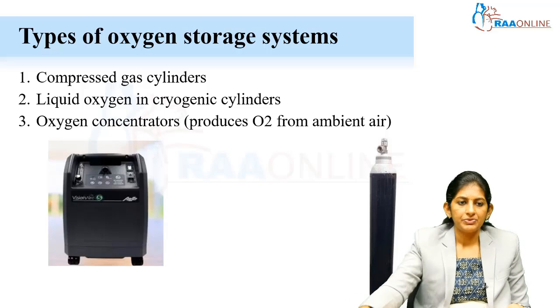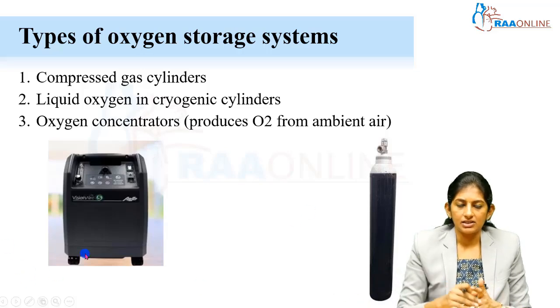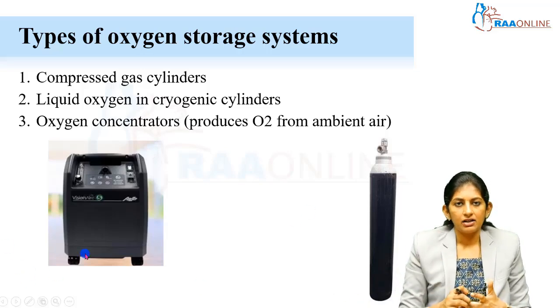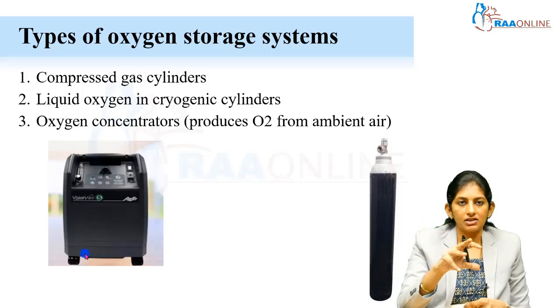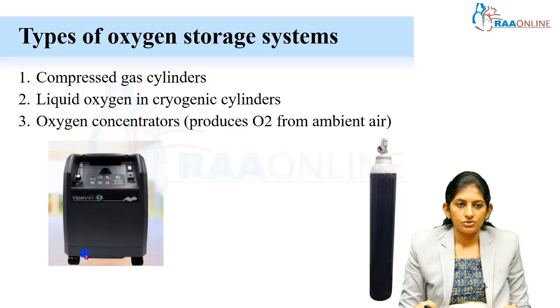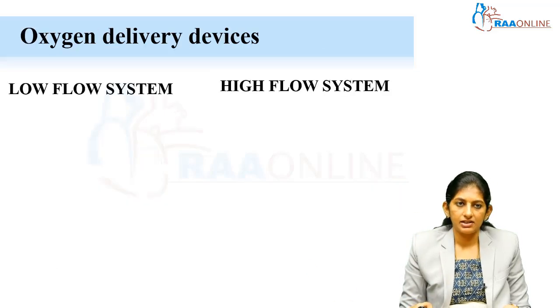And this is an oxygen concentrator. Basically this is a portable one, where the atmospheric or ambient air will be compressed and concentrated, and that is given to the patient. So this is an oxygen concentrator. What we see in hospitals is the compressed gas cylinder, a black cylinder with a white holder.